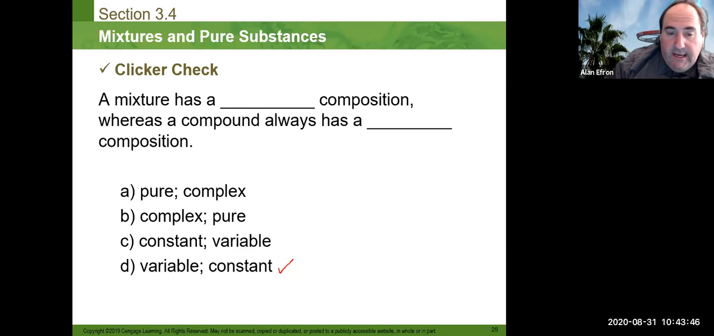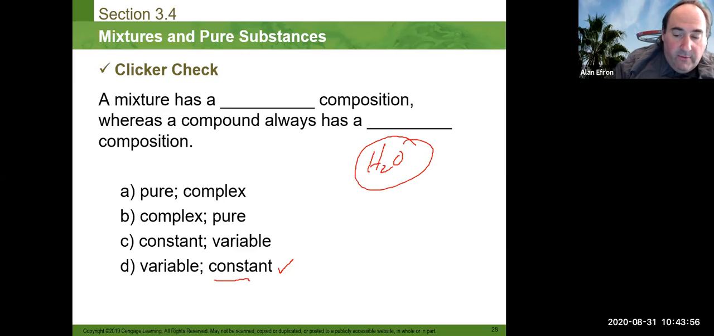Because a mixture could be sand, water, salt. You could put a whole bunch of stuff in there. A compound always has the same composition, so it's a constant one. Again, if you had something like water, which is a compound, no matter what you do, it's always a couple of hydrogens with oxygen, while you could have a mixture that could be sand and water. It could have a mixture of sand, water, metal, whatever else you want to throw in there. So it does have a more variable composition.